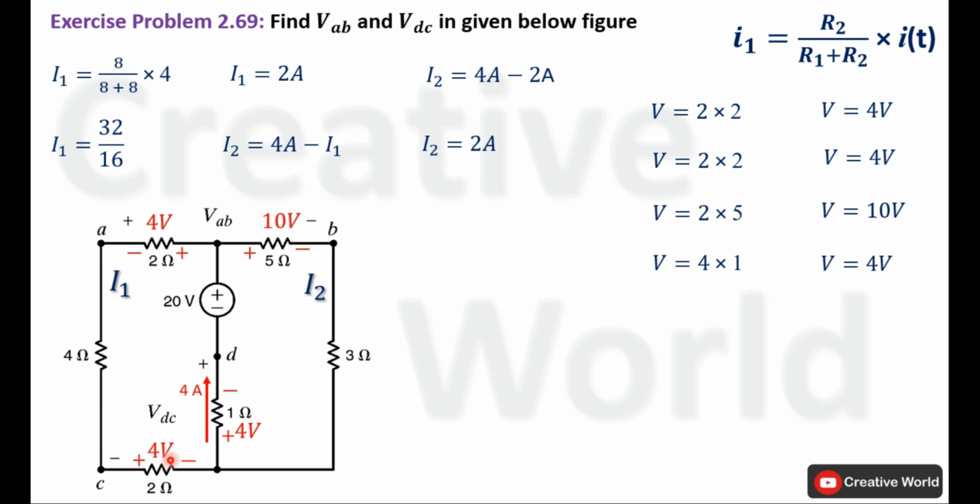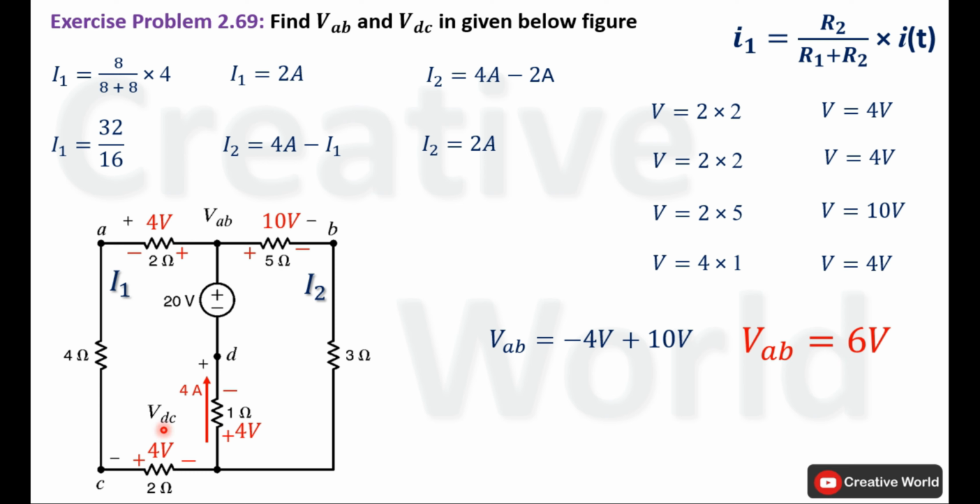Now we are able to calculate voltage VAB and VDC. First of all, we will calculate voltage VAB. For that purpose, we will assume the direction of current inside this branch is counterclockwise. The equation of VAB will be minus 4 volt plus 10 volt. Current entering terminals are taken positive. Subtract 4 volt from 10 volt. The value of VAB will be 6 volt.